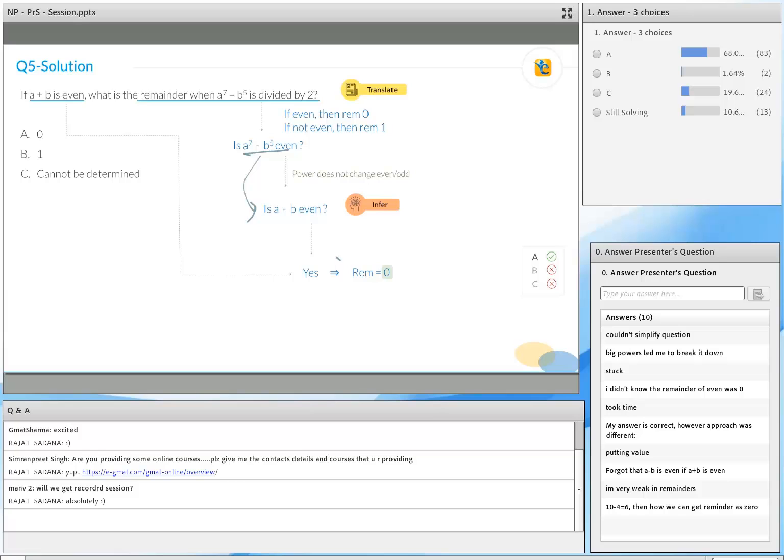From the standpoint of concepts, you know the concept, but you are not able to apply those concepts, and that is where you need to work. You need to work on how you draw these inferences. Okay, I didn't know the remainder of even was 0, which means that you don't know the concept well enough for you to be able to draw these inferences.